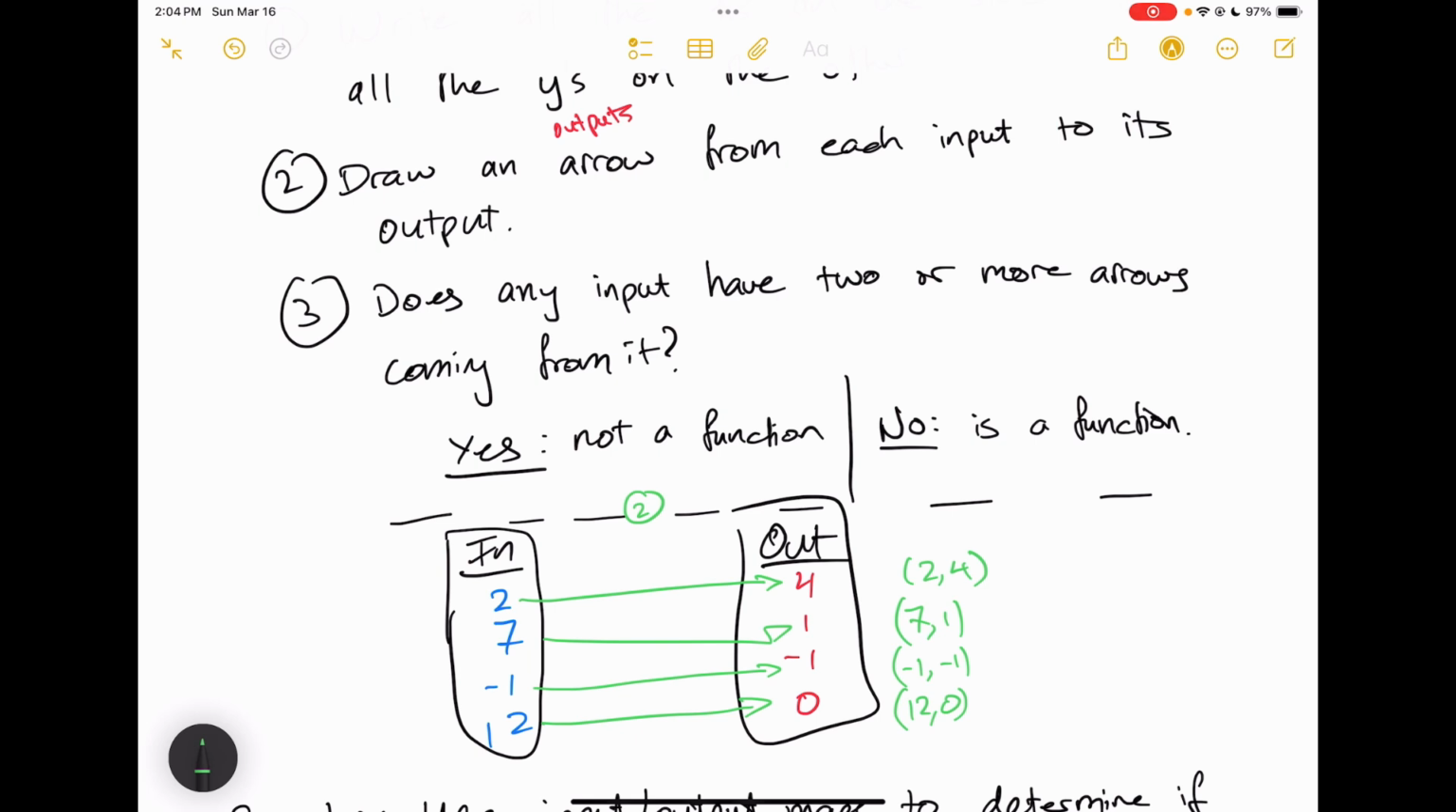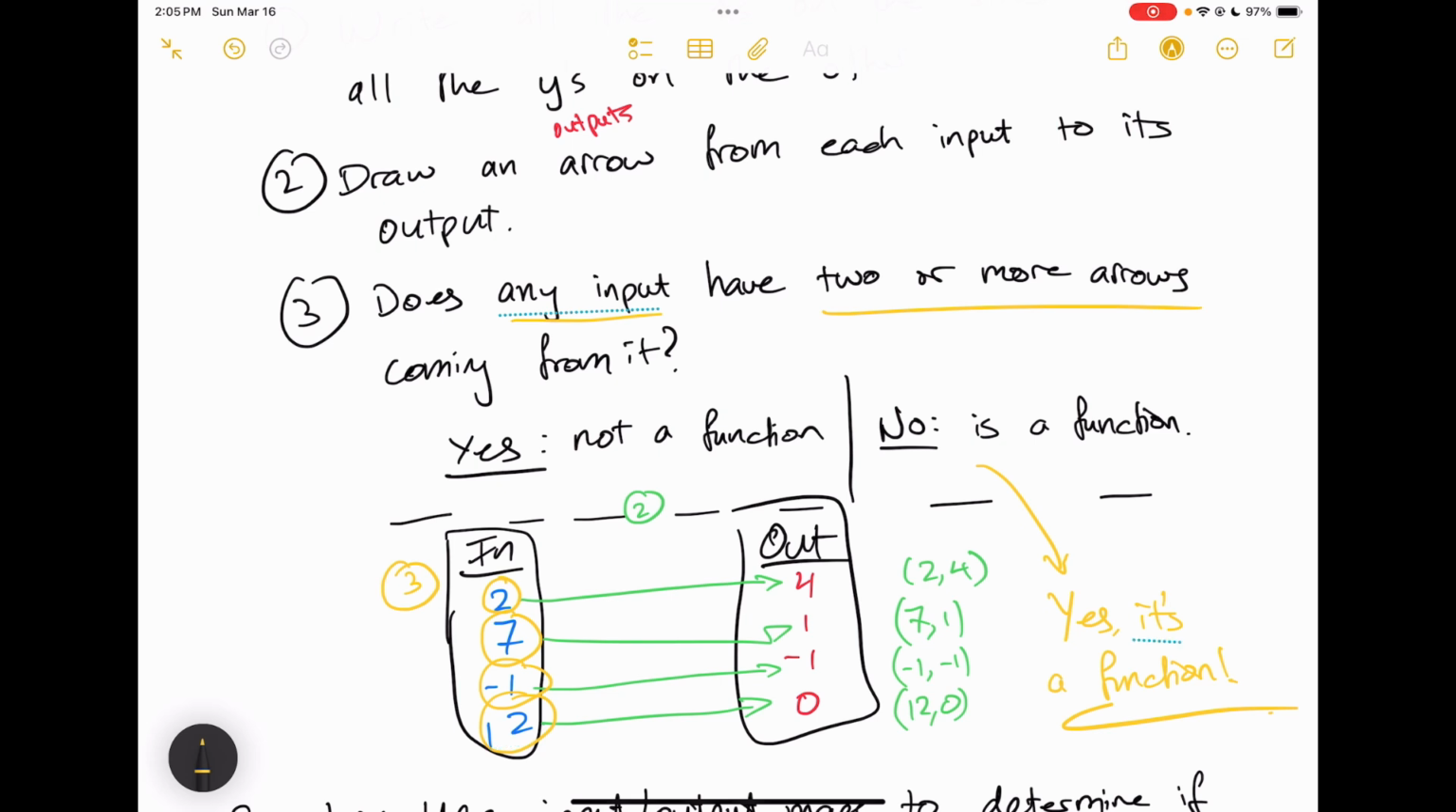Now let's look at each input in order to go for step 3. Is any input giving me 2 possible outputs? Well, 2's only got 1 output, that's 4. 7's only got 1 output, and that's 1. -1 only has 1 output, and that's -1. 12 only has 1 output, and that's 0. So this question over here, whether any input at all has 2 or more arrows coming from it, that answer is no. So in this case, is this relation a function? Yes. It's a function. Hooray, it didn't make us throw the controller.